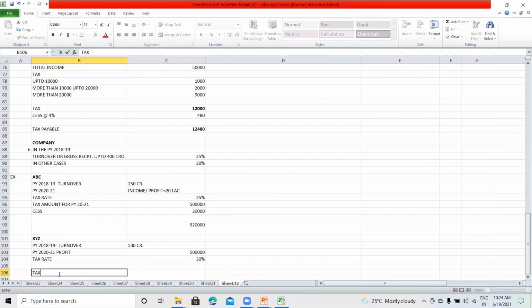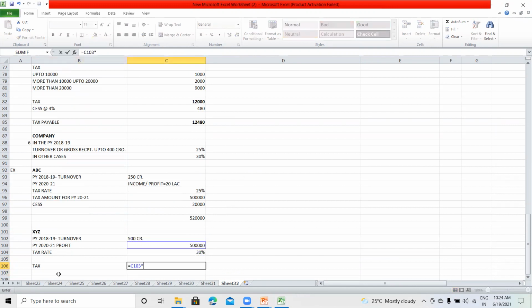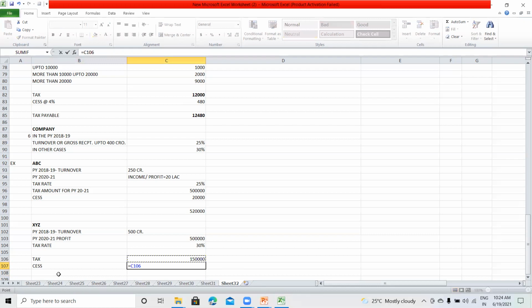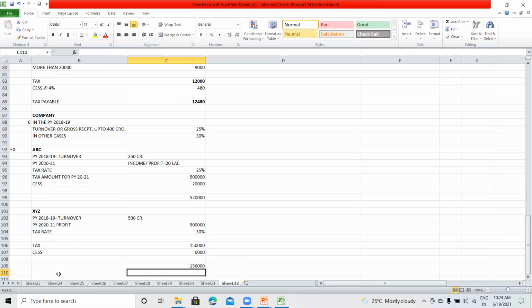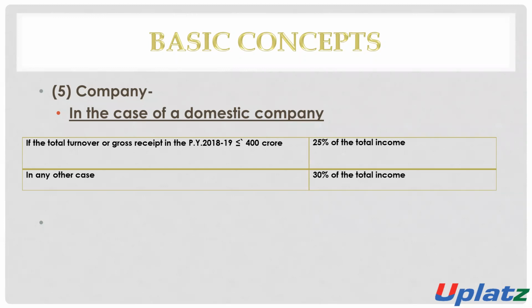So the tax will be 5 lakh into 30% is 1,50,000, plus cess into 4%, 6,000. So the total tax which is required to be paid is 1,56,000 rupees. So if the total turnover or the gross receipt in the previous year 2018-19 is up to 400 crore, then the income will be taxable at the rate of 25%. In all other cases, in the case of domestic company, the income will be taxable at 30%.